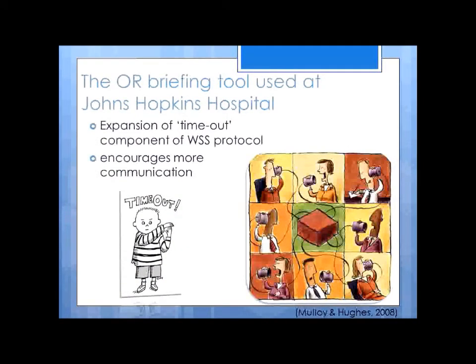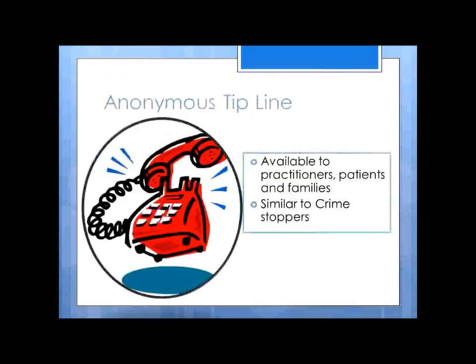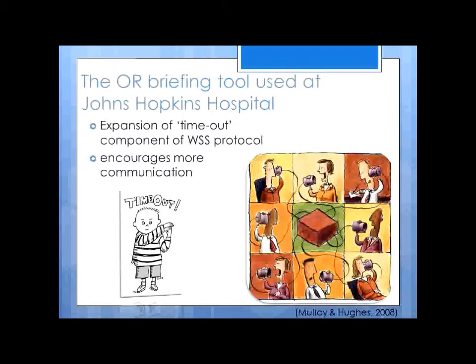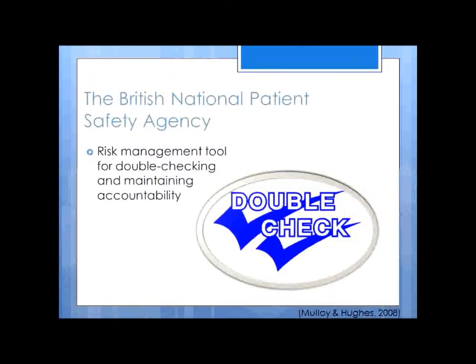The operating room briefing tool that's used at Johns Hopkins Hospital involves the expansion of the timeout part of the universal protocol by encouraging more communication and dialogue between each healthcare team within the healthcare setting, so between the nursing team, the surgical team, and so on and so forth.